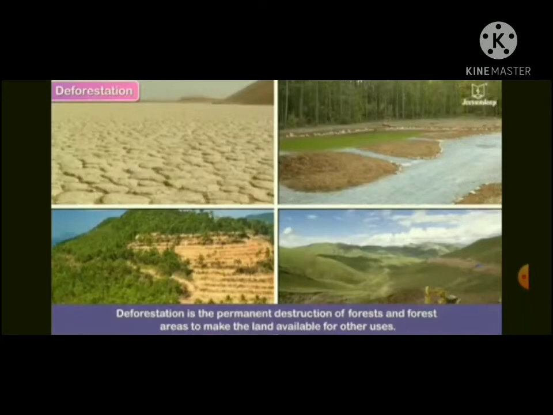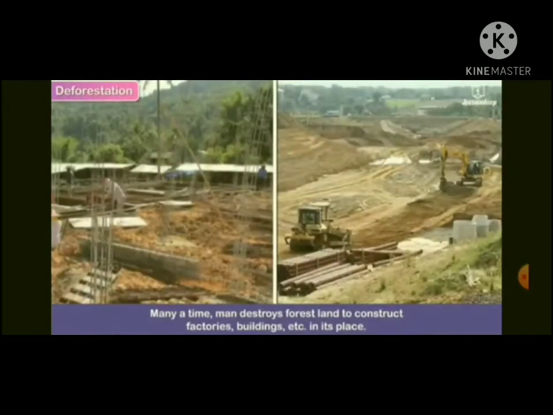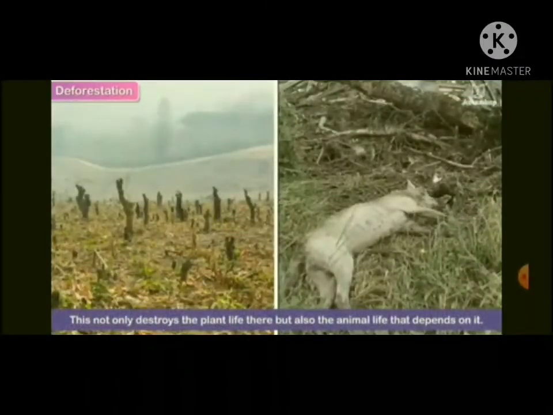Deforestation is the permanent destruction of forest and forest areas to make the land available for other uses. Many a time, men destroy forest land to construct factories, buildings, etc. in its place. This not only destroys the plant life there, but also the animal life that depends on it.